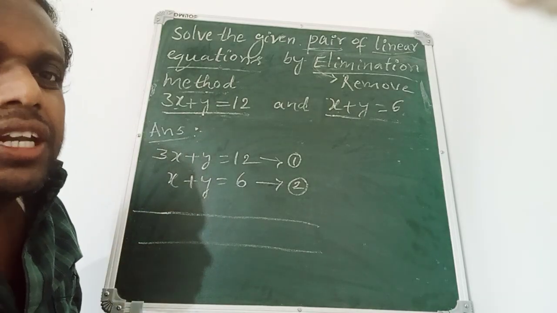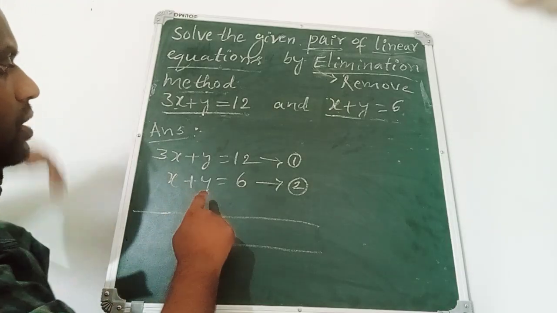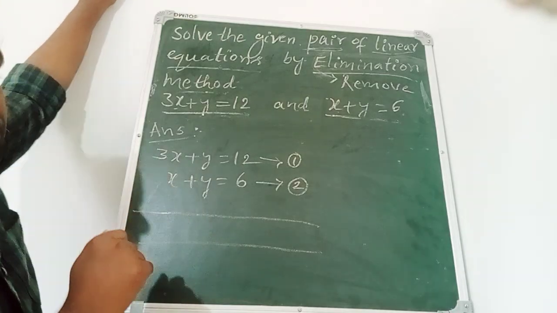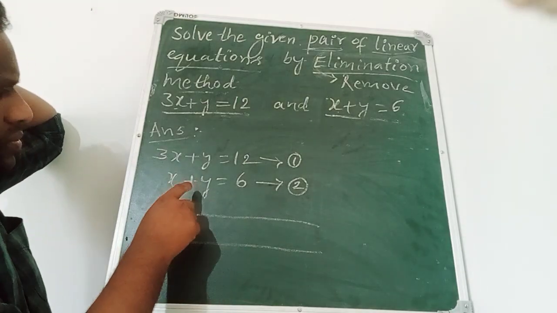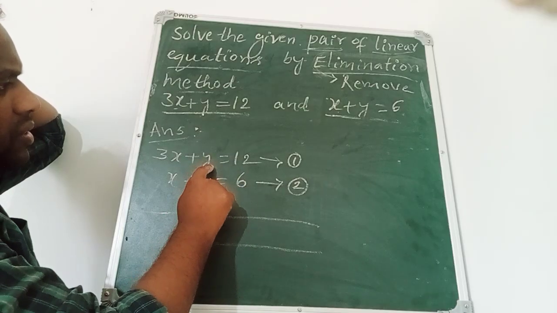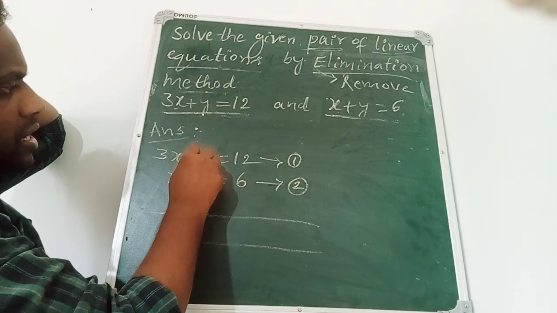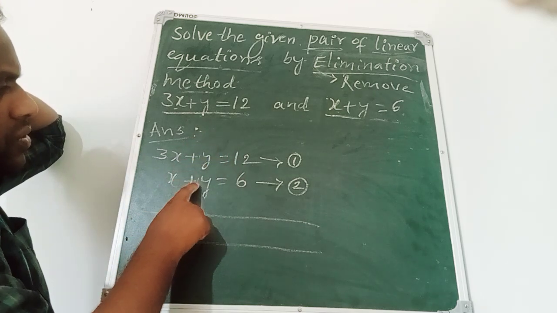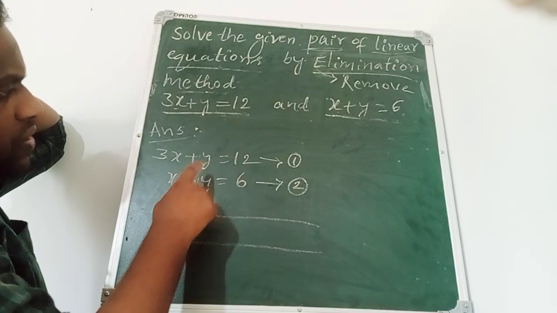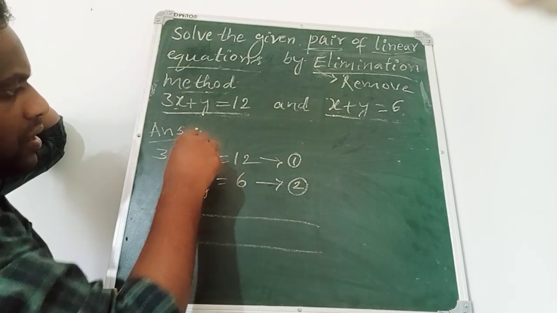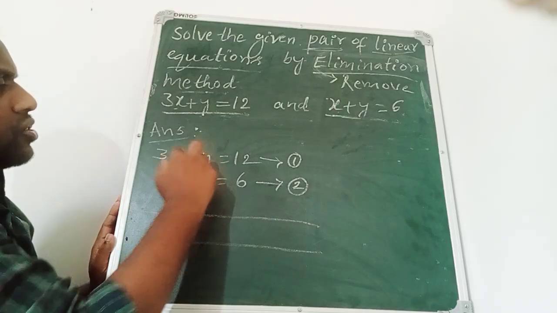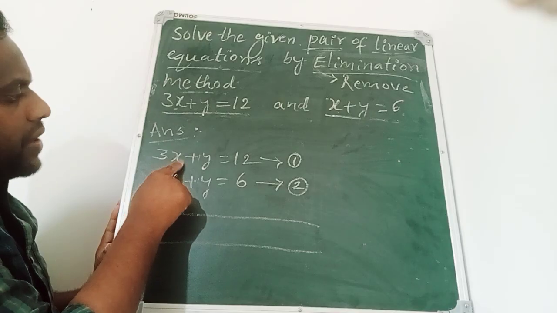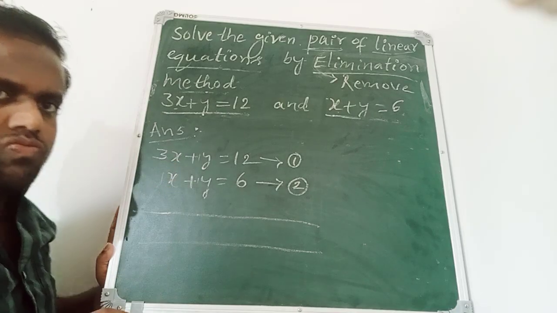How to identify whether we have to add or subtract? First see the variables. First decide which variable you want to eliminate. Take this y. Here nothing is there, which means 1 is there. So 1 is the coefficient of y. Here also the coefficient of y is 1. Now take the x terms. Here the 3 is the coefficient of x, and here 1 is the coefficient of x.